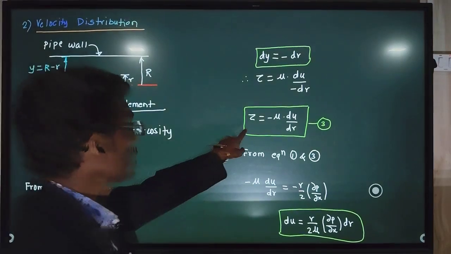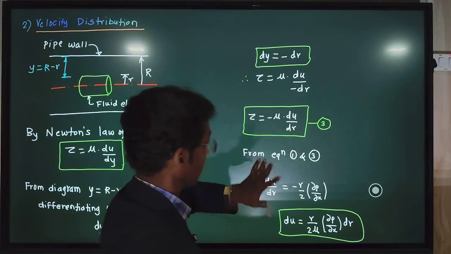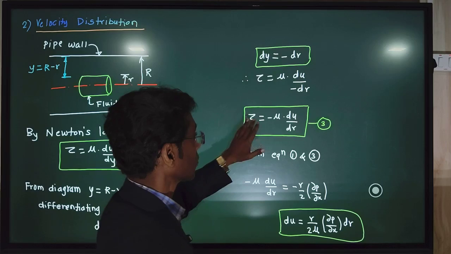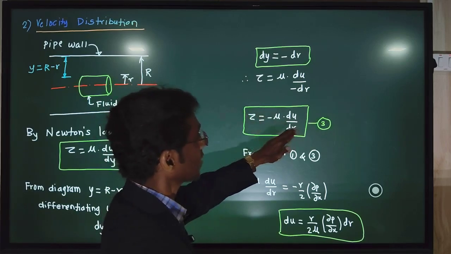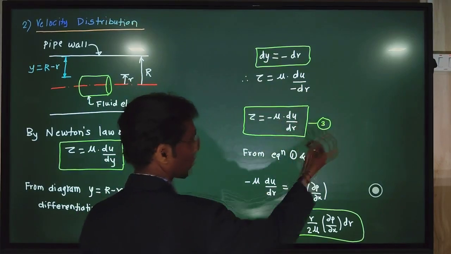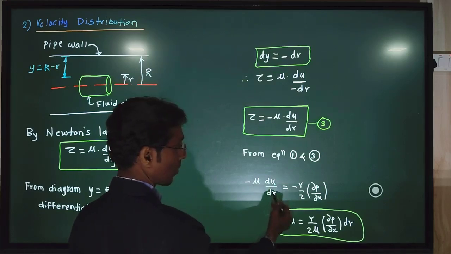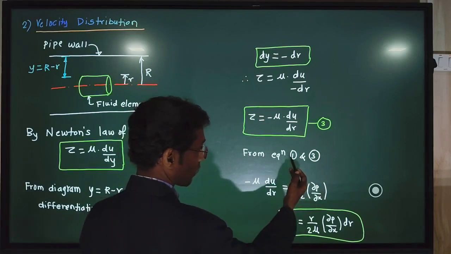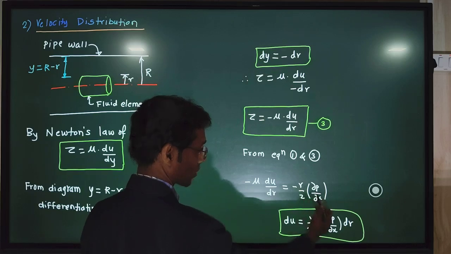And equation number 3 has shear stress on the left side and the right side as written. Means in equations 1 and 3, the left side is shear stress, so it is the same in both. That is why we can equate the right hand sides of equations 1 and 3. So we have written the right hand side of equation 3 here, that is minus mu into du upon dr is equal to, from equation 1, the right hand side, that is minus r by 2 into pressure gradient.